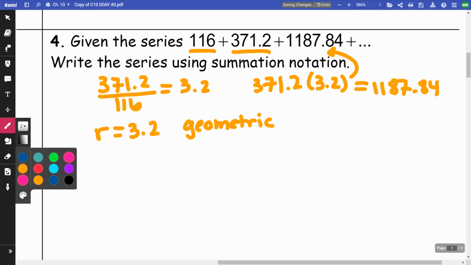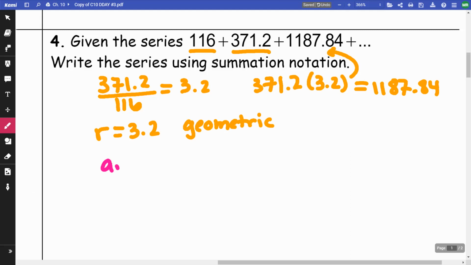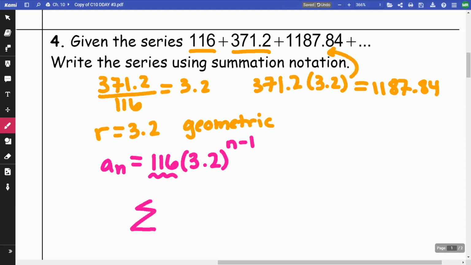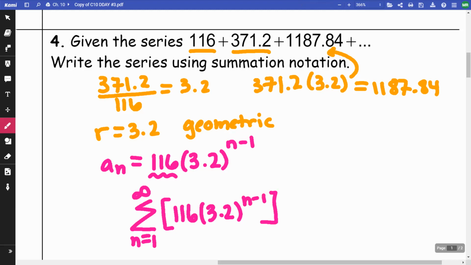So then I need to find my a sub n. So my a sub n is going to be 116 times 3.2. And again, because this is my first term, this is going to be an n minus 1. So when I write this in summation form, this is going to start n equal 1 to infinity because they gave us ... And the equation is 116 times 3.2 to the power n minus 1. And that is your answer.